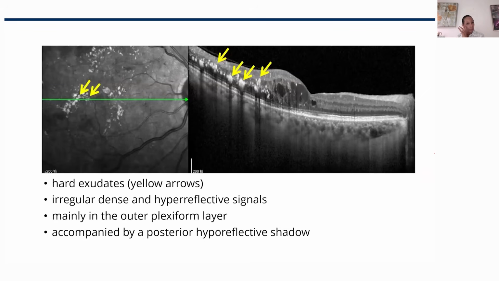So when you have the red-free image, you can also see the hard exudates typically in a circinate pattern because it's from a central leaking vessel. And they tend to be irregular, dense, and hyperreflective signals. When you look at the cross-section of the B scan, they're actually located mainly in the outer plexiform layer. They are accompanied by a posterior hyperreflective shadow. You can see the associated cystic spaces within this, and you want to look at the different layers to see where the cystic spaces involve.